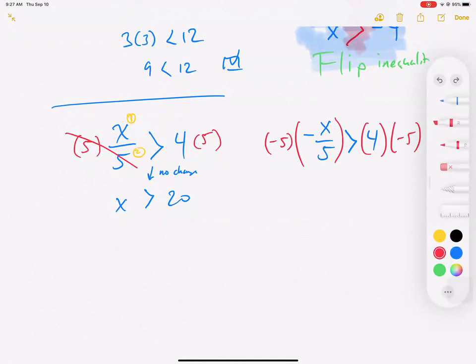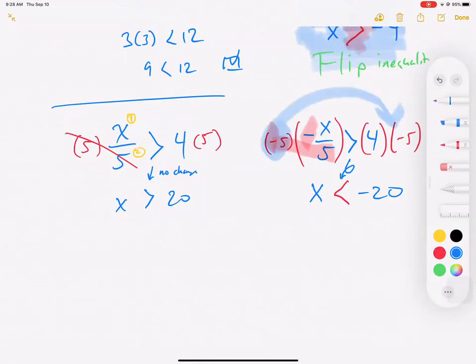So let me ask you, what's 5 divided by 5? Those cancel out. And what's a negative and a negative? That becomes a positive x. On the right side, 4 times negative 5 is negative 20. We have to remember the rule. We have to flip the inequality. So a greater than becomes a less than. So why do we have to do that? It's because I brought a negative to the other side through multiplication or division.